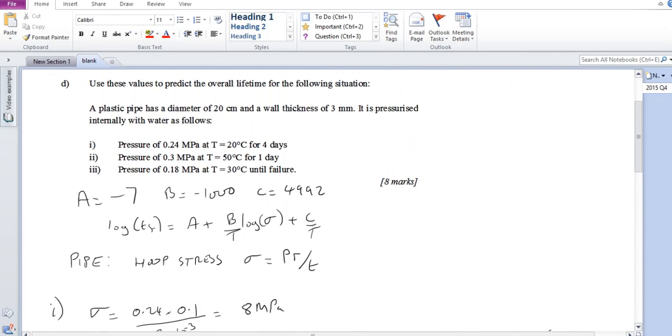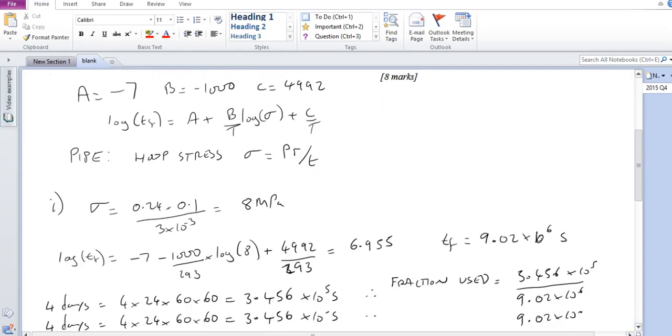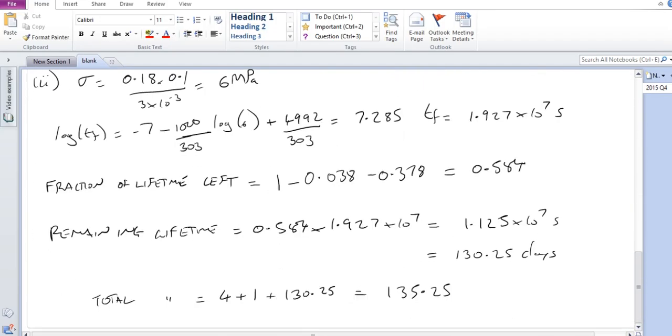So the key parts to remember with this one is for each of the conditions that it's under, using the values of A, B and C, work out the lifetime that you've got under each condition, work out how much of the lifetime as a fraction has been used up by the time under that condition, and add up what's already been used up as fractions, work out what is left as a fraction, and then you can multiply that by the time to failure under the final condition to give you the total lifetime.